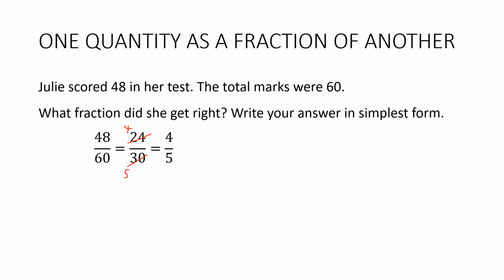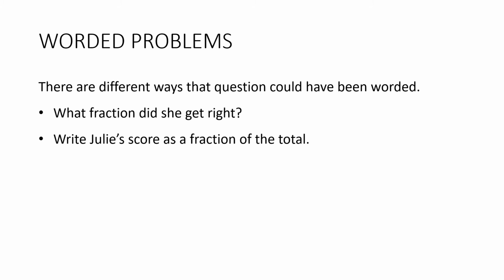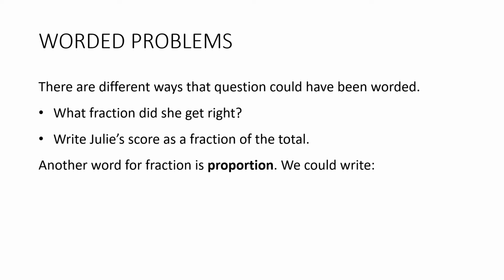It's 4/5. Now there are different ways that question could have been worded. Here's what we asked. What fraction did she get right? We could have also asked, write Julie's score as a fraction of the total. That's the same question. Another word for fraction is proportion. So we could have written, what proportion did she get right?